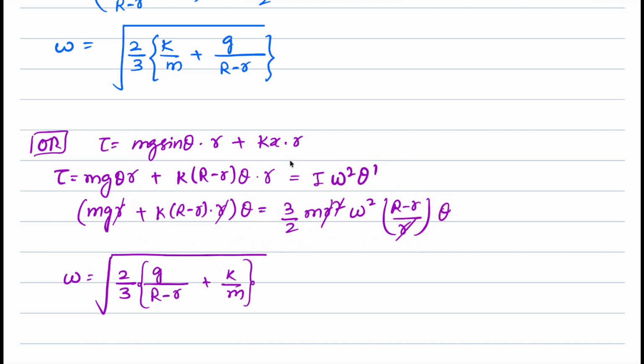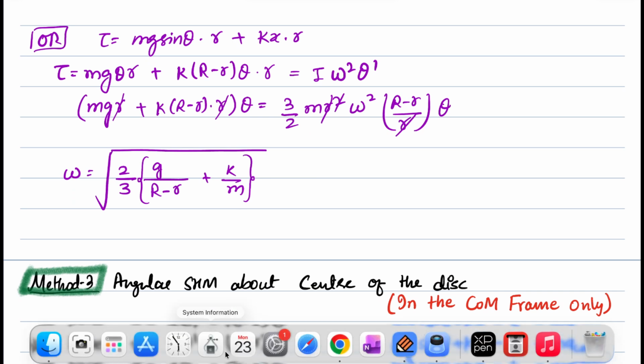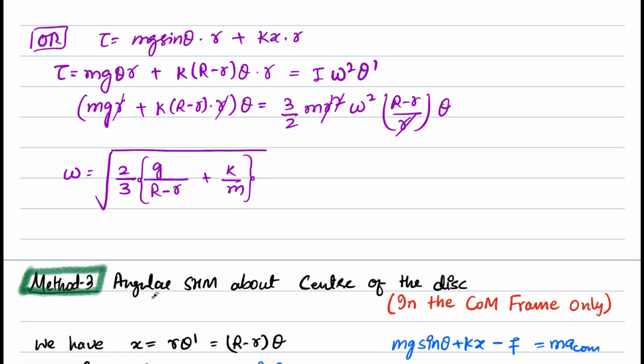So write the torque and equate it to I omega square theta, but you should be sure that the point about which you are writing the torque really performs angular SHM, meaning it should have pure rotation about that point. If it is combined translation and rotation, you cannot write like this. For that I have already told you there is another method which I will be telling you, so wait for that method. But if you are considering it to be angular SHM, you should be able to write like this only if it is angular SHM.